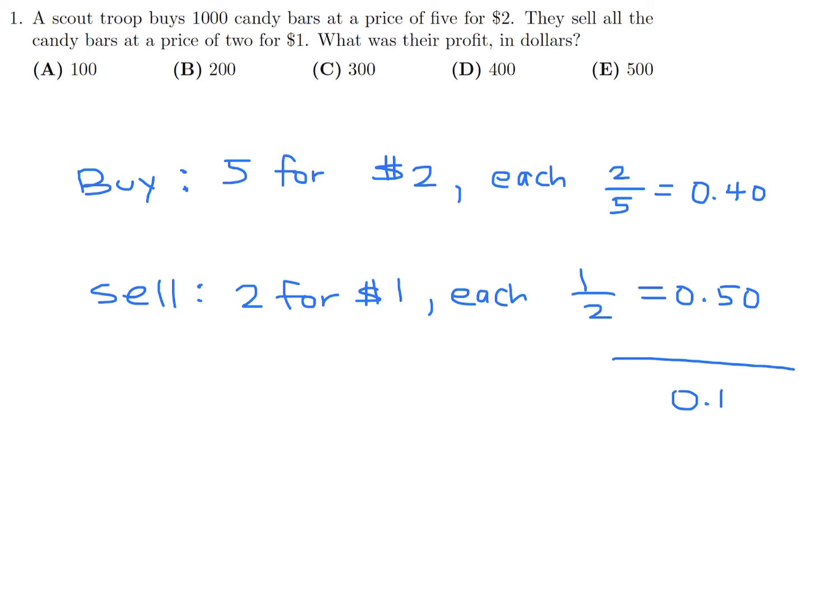The profit, of course, is 10 cents on each. And there's 1,000 of those candy bars. So 1,000 times 10 cents is $100, the profit in total. So number 1, the answer is A.